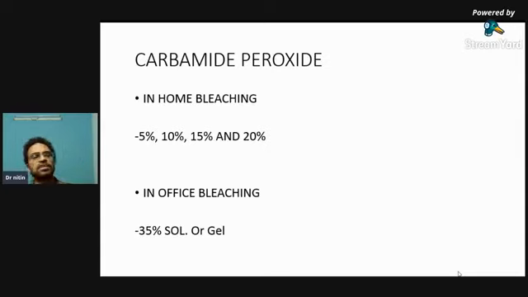For example, if the patient has to go for an overnight bleaching, give a lower concentration because he may wear it for at least 6 to 8 hours. A patient who wants day bleaching, who is willing to wear it in the day, you can give a higher concentration because 3 hours would be good enough for him to do a day bleaching. So these are the small things.